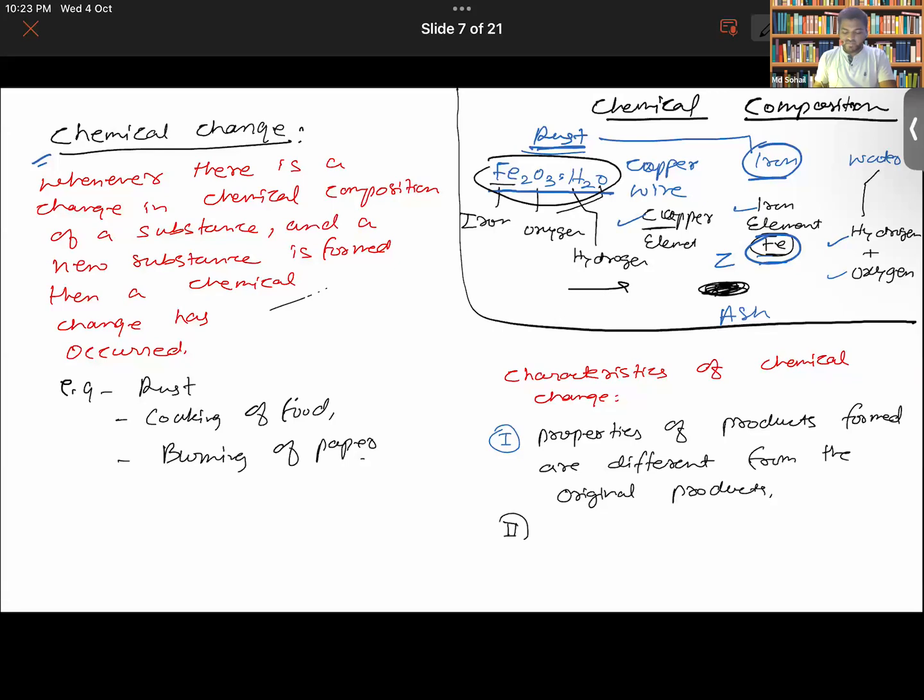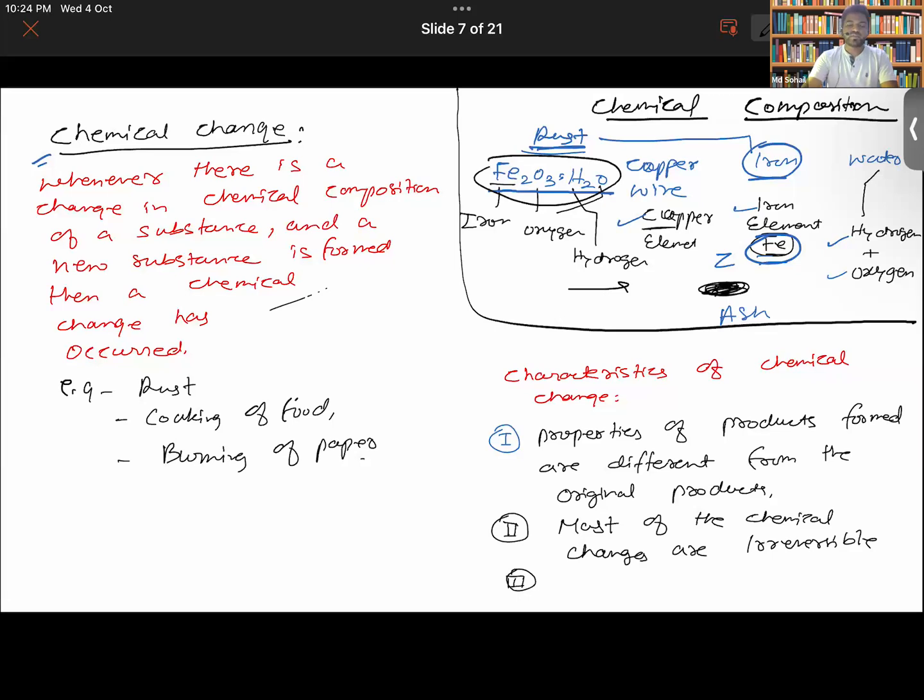Next thing is that most of the chemical changes, Abu, are irreversible. They are irreversible in nature. So most of the chemical changes are irreversible. Also, whenever there is a chemical change, it will always result in changes in energy. What do I mean? For example, for a chemical change to occur, it might also be consuming some energy.